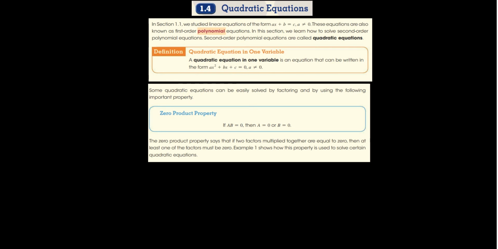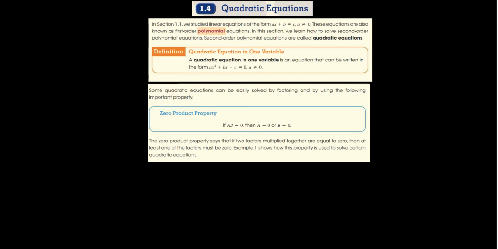If a times b is equal to 0, then a is equal to 0 or b is equal to 0. The zero product property says that if two factors multiplied together are equal to 0, then at least one of the factors must be equal to 0. We'll see in example 1 how this zero product property is used.